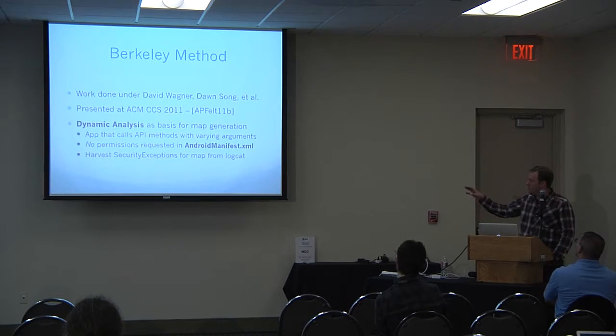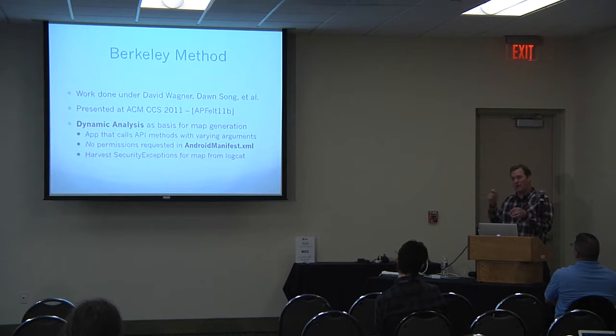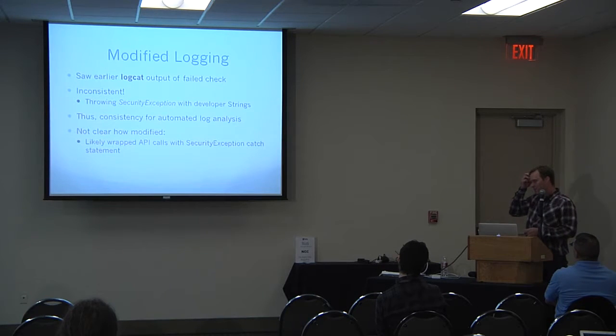So their approach basically, they will generate an app, or multiple, as you'll see, that calls like every API method within the Android.jar. And it'll do it with varying arguments. And when it creates the APK file, it will put no permissions in the AndroidManifest.xml. The idea here is that when you call any method that requires a permission, well, you have no permissions requested, and so it should throw a security exception. And from there, they can harvest those from logcat. But the problem, as we saw, is the log inconsistencies.